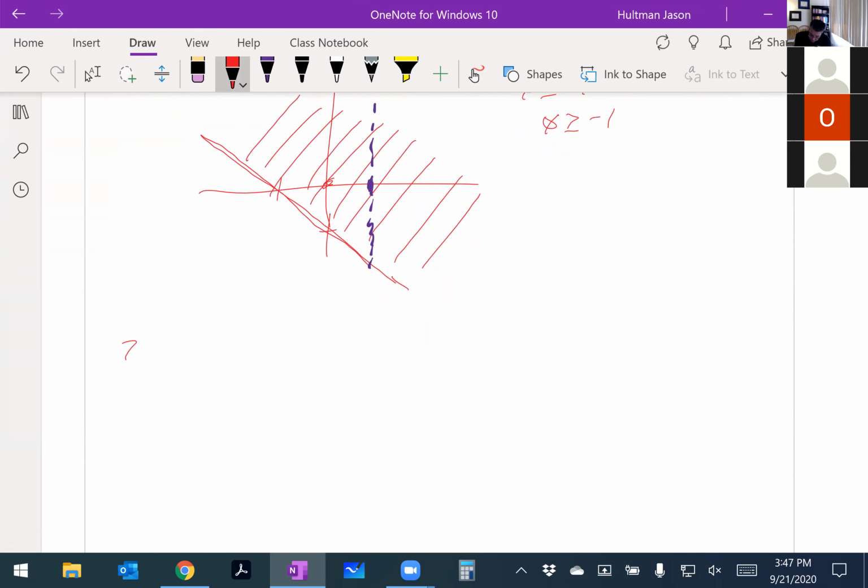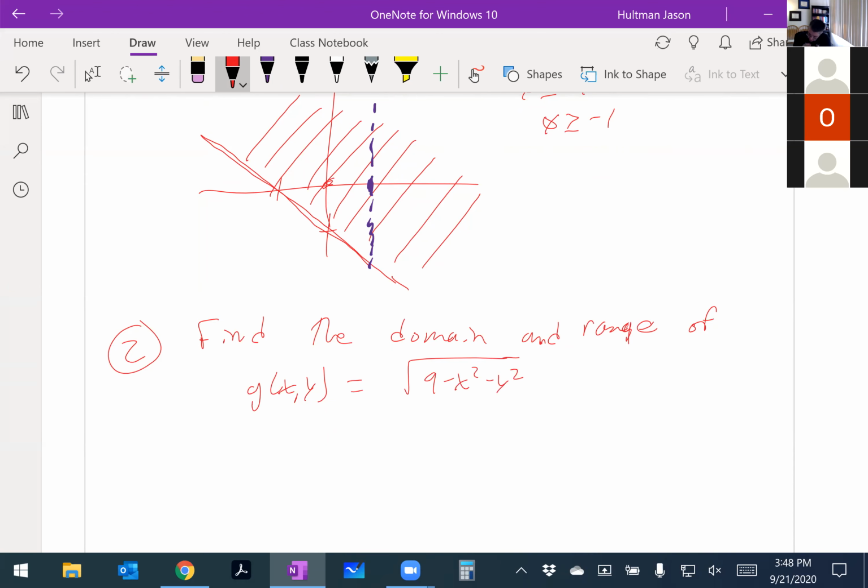Okay, number 2. Find the domain and range of g of x y is equal to the square root of 9 minus x squared minus y squared.